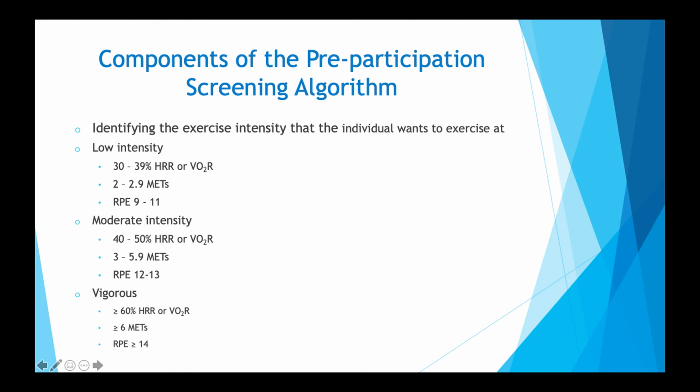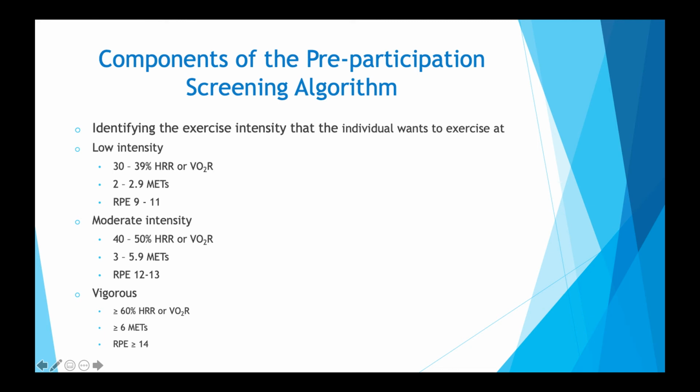For individuals wanting to exercise at a moderate intensity, they should exercise at 40 to 59% of their heart rate reserve or VO2 reserve, between 3 and 5.9 METs, and a rate of perceived exertion between 12 and 13. This should cause a noticeable increase in heart rate and breathing.